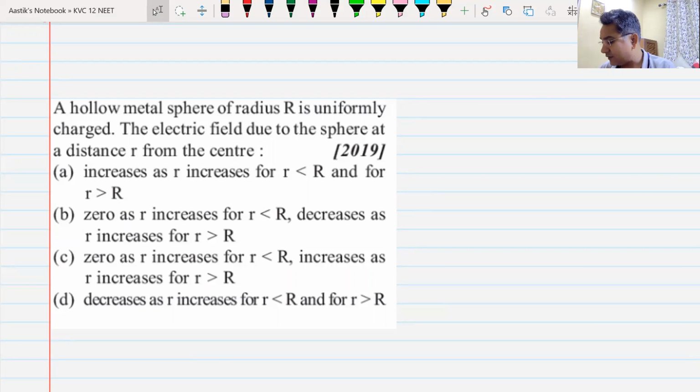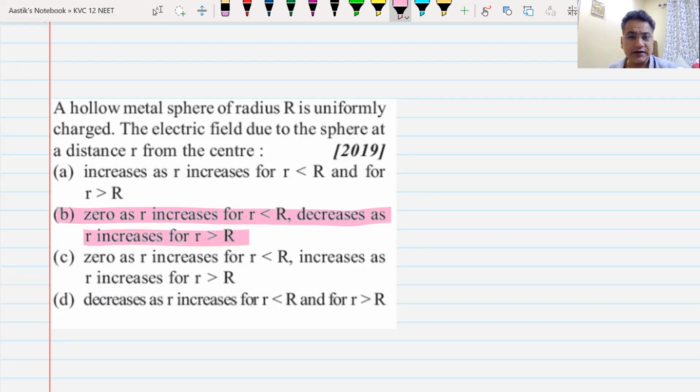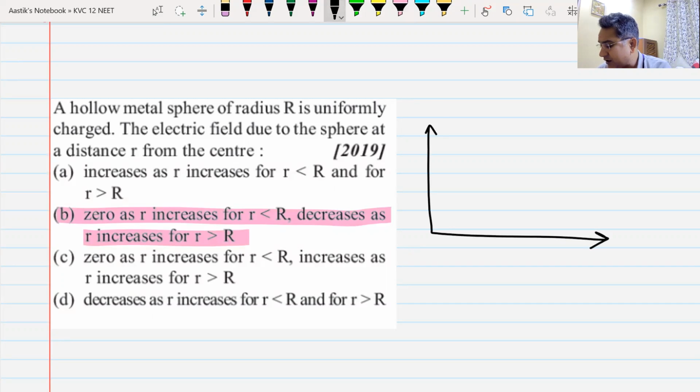And the answer is, still we don't know. Answer is B. Inside the sphere, inside the shell, conducting shell, electric field is 0. From the center till the circumference, electric field remains 0. On the circumference, outside the sphere, it becomes Q by 4 pi epsilon naught R. After that, it decreases. I had also given you the graph. You have forgotten it. I showed you the graph just now.